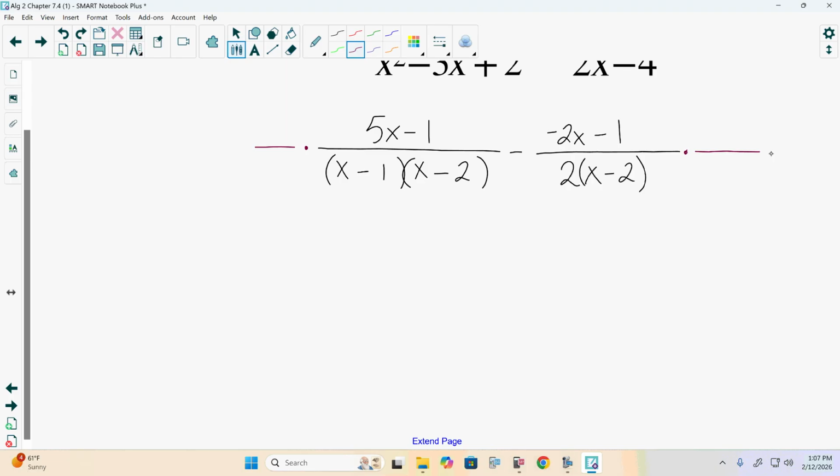What is the left side missing that the right side has? What does the right side have that the left side doesn't?